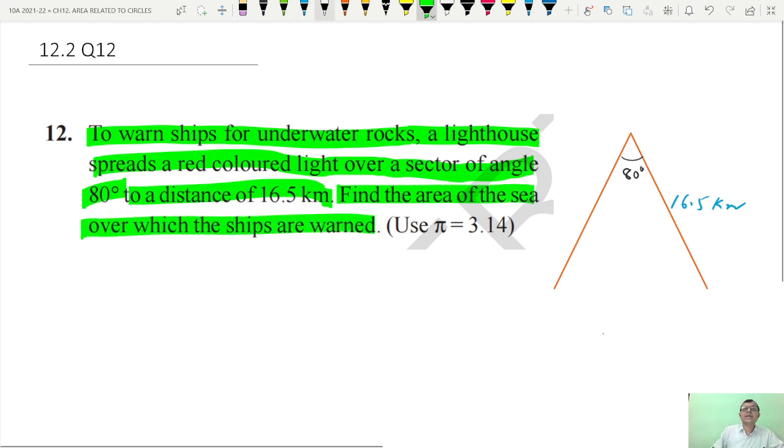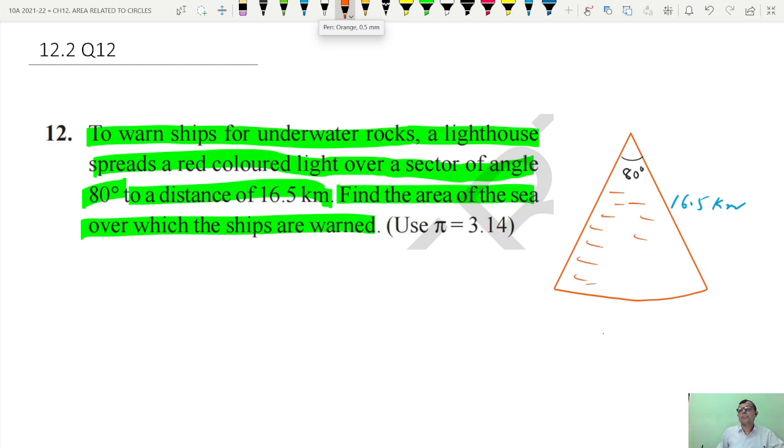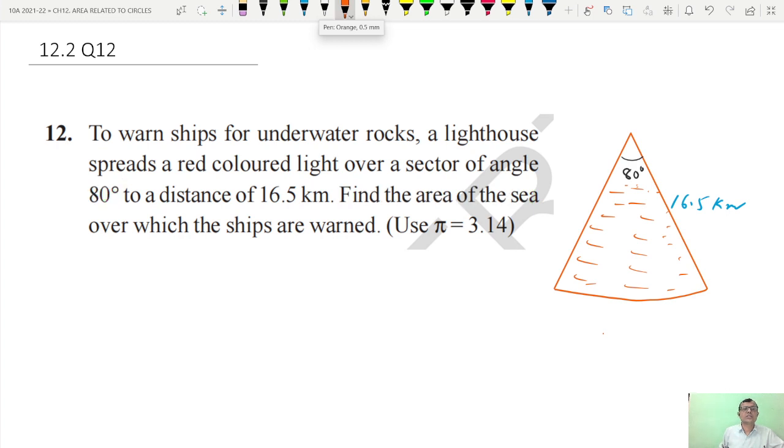So you have to find the area of the sea where the ships are warned. This area forms a sector. Here in this area, red colored lights are spread to warn ships. Okay, find the area of the sea over which the ships are warned. This is the question.